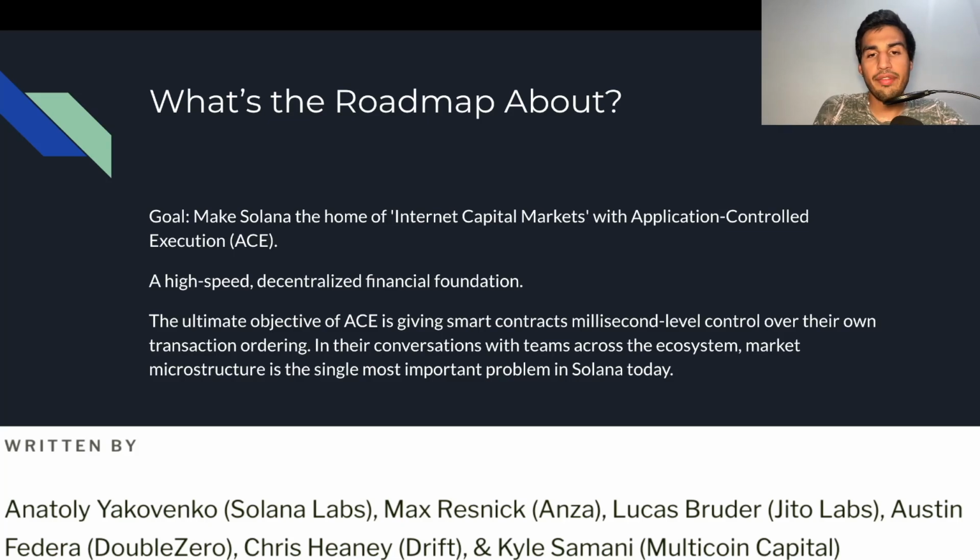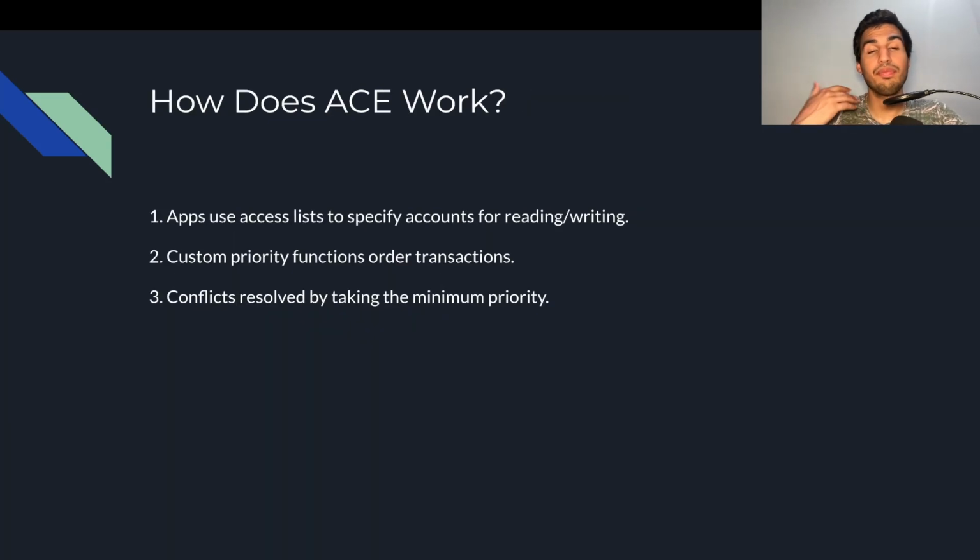ordering. In their conversations with teams this year, so Anatoly, Max, Lucas, Kyle, Chris, and Austin from Solana Labs, Anza, Jito, 00, Drift, and Multicoin Capital, they talked to all the different teams in the ecosystem on Solana, and they said market microstructure is the single most important problem on Solana today. So hopefully ACE fixes that.